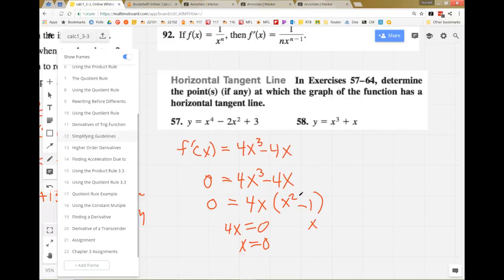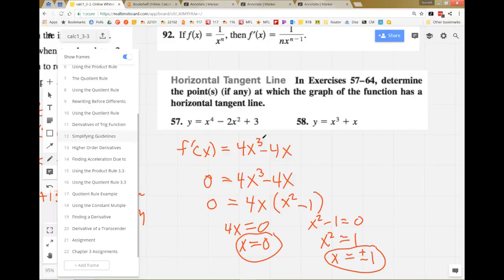And when x squared minus 1 would equal 0. And x squared minus 1 equals 0 when x squared equals 1. And that has two answers, plus and minus 1. So our two answers, actually three answers. There are three places where we will have a horizontal tangent line: at 0, at -1, and at +1. Now, just to show you this in action, let's just do a quick plot.